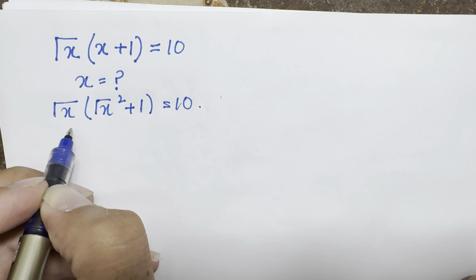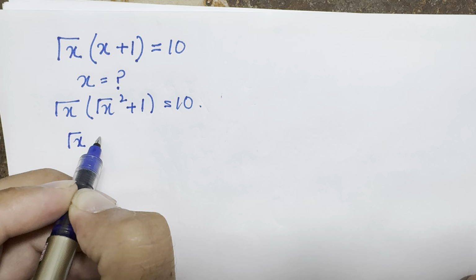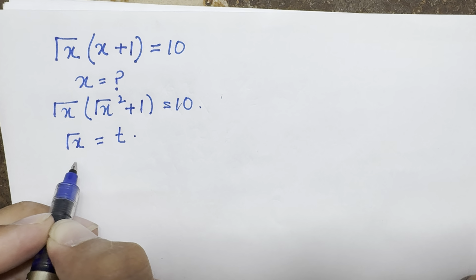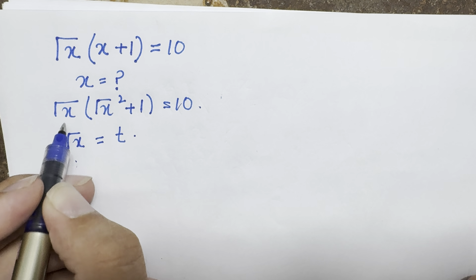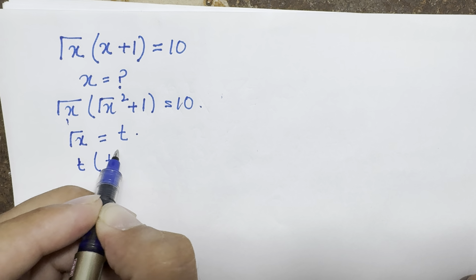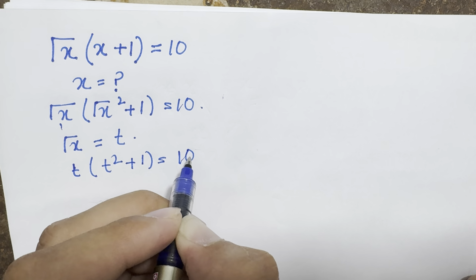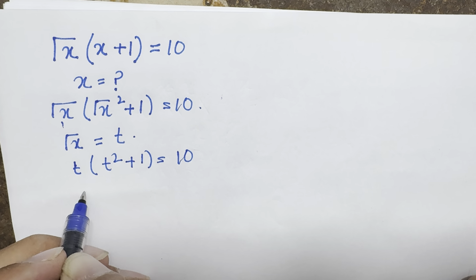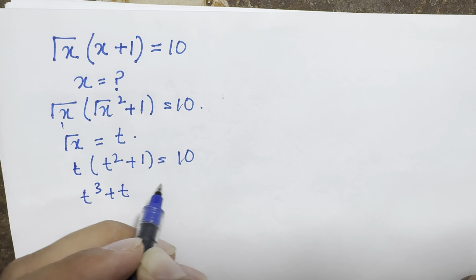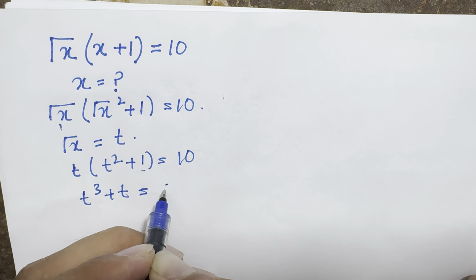Okay, so let's suppose under root x equal to t, so it will simplify for me. So this will become t, and this will become t square plus 1 equal to 10. Okay, so t into t square equals t cube, plus t into 1 equals t, so t cube plus t equals 10.